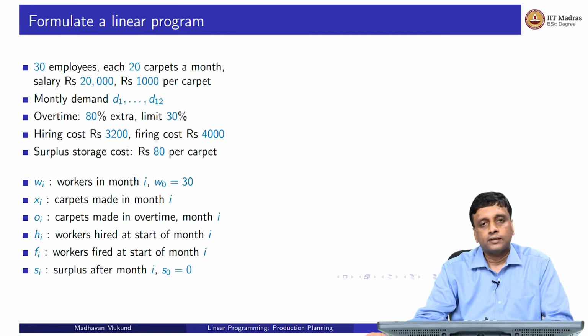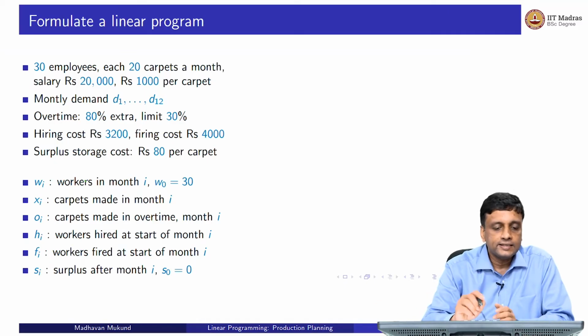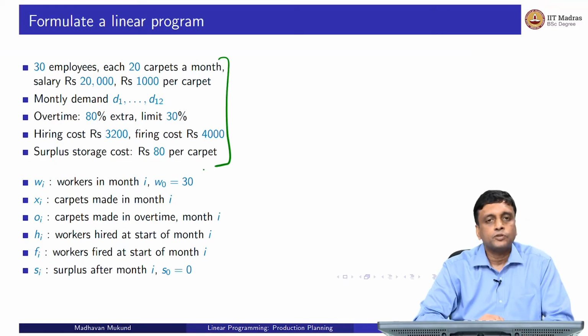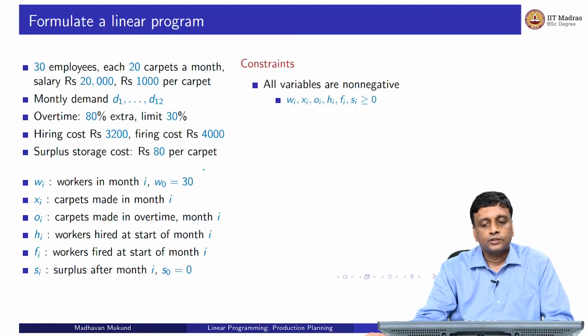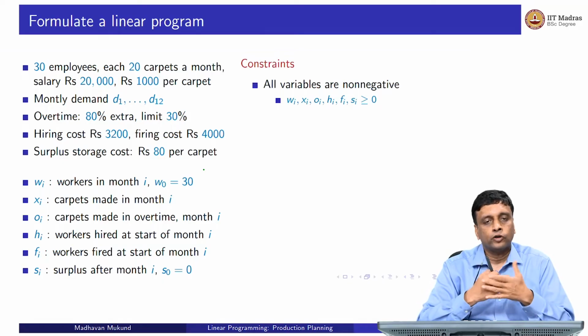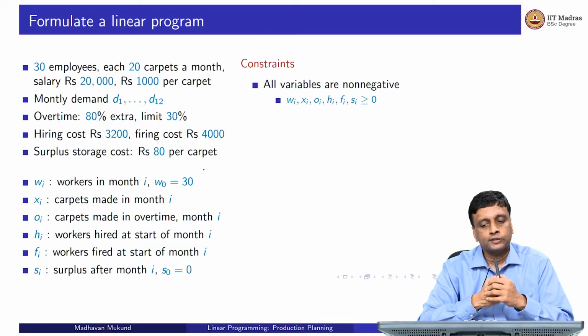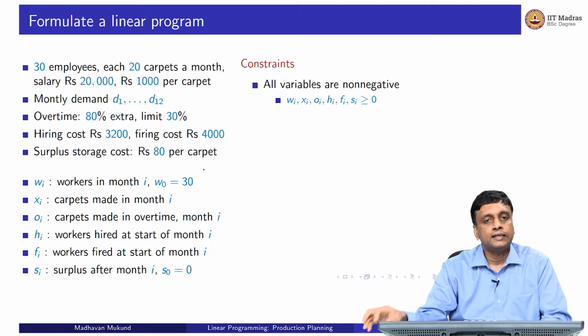So now we have to start expressing these constraints in terms of these variables, right. So the first constraint is, of course, that everything is non-zero and non-negative. I cannot have -5 workers, nor can I hire a negative number of workers, nor can I produce a negative number of carpets, right. So everything here is at least 0.